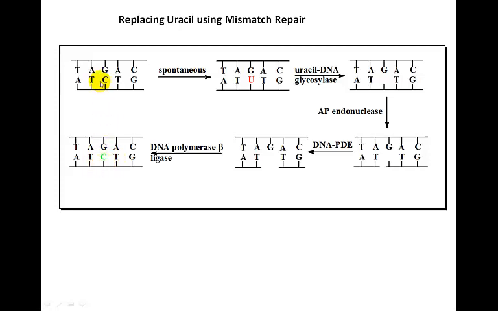So the key point is C spontaneously mutates to a U. We take out the U. We cleave the phosphodiester backbone. We generate a gap. We fill in the gap. And then ligase puts our two pieces together. And now we have our correct G-C base pairing.